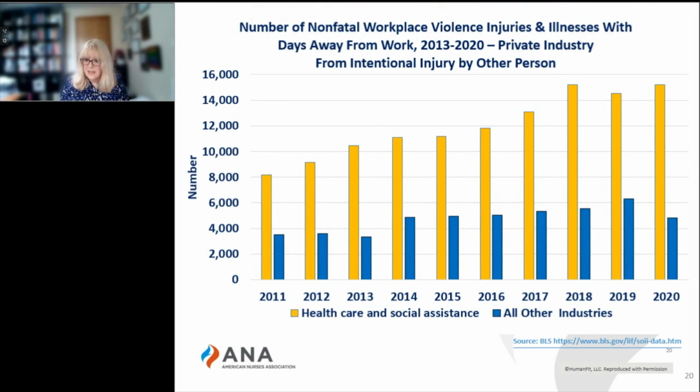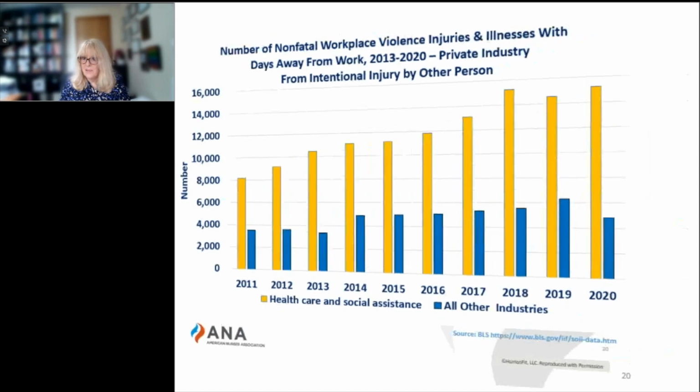So this is a graph that gives you that kind of quick 40,000-foot view of how violence has increased in the healthcare and social assistance industry. So this is hospitals, long-term care, assisted living, home health, residential care, for example. And this is intentional violence that involved days away from work between 2013 and 2020. In fact, actually, I go to 2011 there. You can see the significant increase, though, when you compare this to all other industries. And as I said before, because of underreporting, this is just the tip of the iceberg.